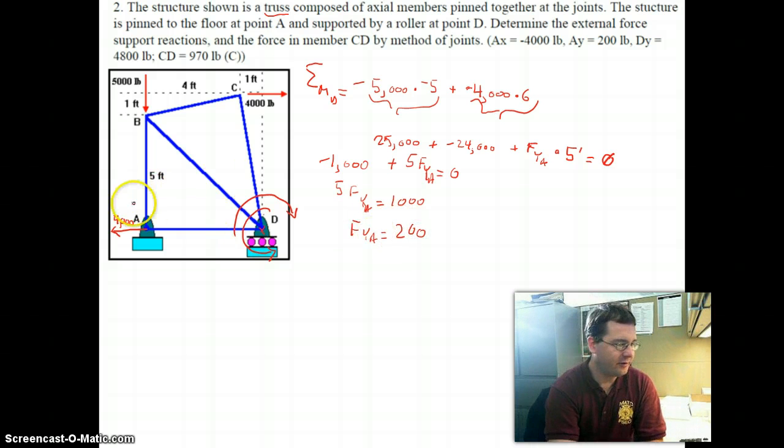Now, this is going to take a little bit of thought as to whether this 200 pounds means that point A is pushing up on the structure with 200 pounds, or does it mean that the structure is pushing down on point A with 200 pounds?